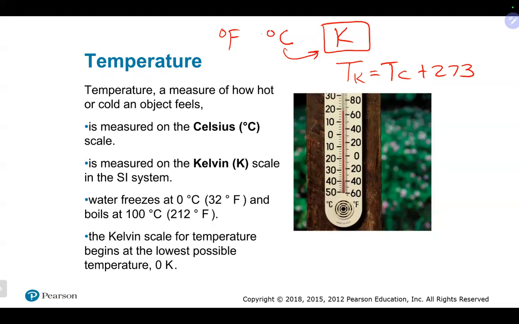Most people don't use the 0.15 because it gets rounded off anyways. So I'm good with 273. Most people are good with 273. But you may occasionally see somebody write 273.15. Again, that really is the true value, but most people round that off anyways. That obviously means as well, if we want to go from Kelvin back to Celsius, the temperature in Celsius would be the temperature in Kelvin minus 273. So that would be how you would go backwards.